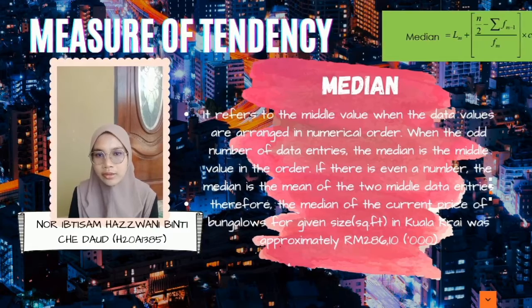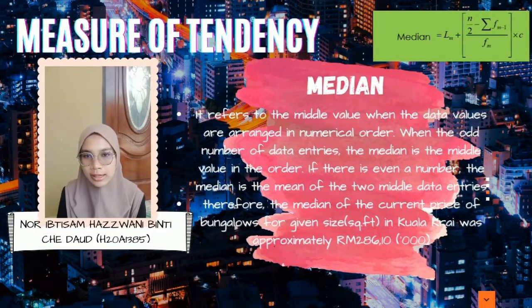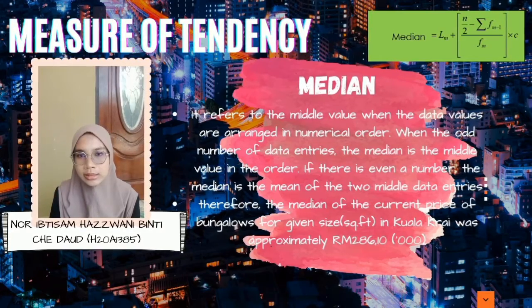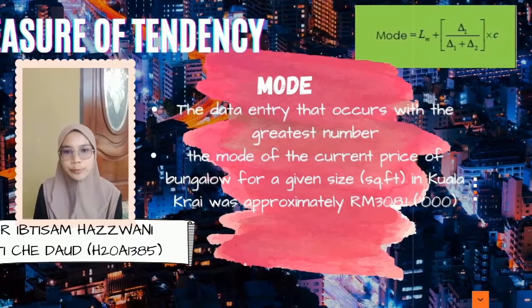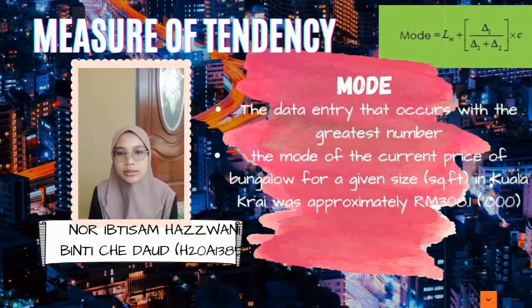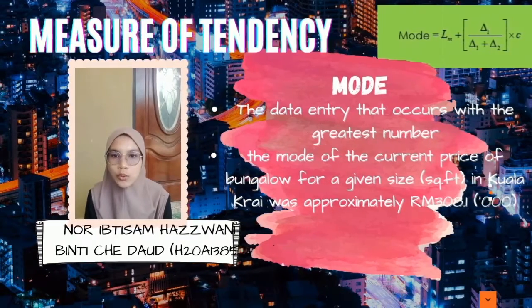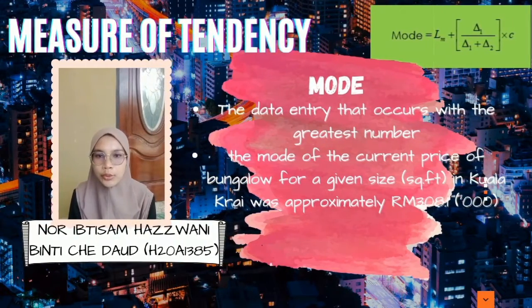Therefore, the median of the current price of bungalow for a given size in Kuala Krai was approximately 286.1. Okay. Next is mode. Mode refers to the data entry that occurs with the greatest number. The mode of the current price of bungalow for a given size in Kuala Krai was approximately 308.1.